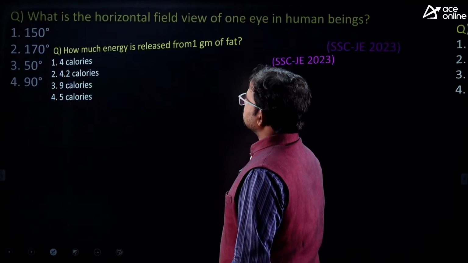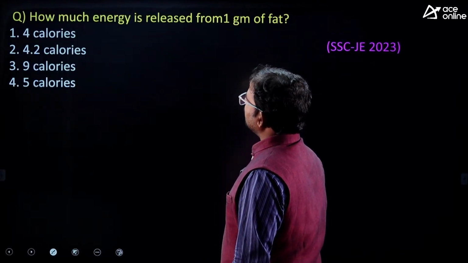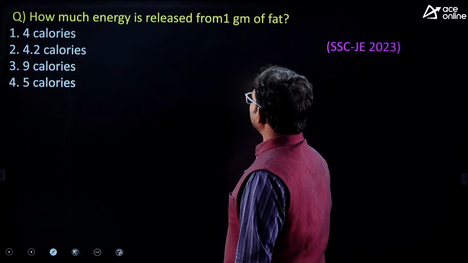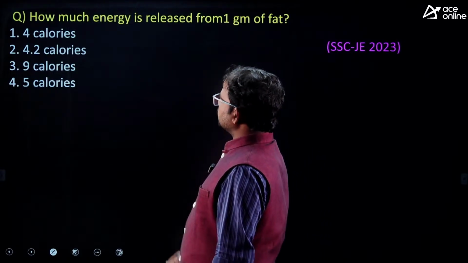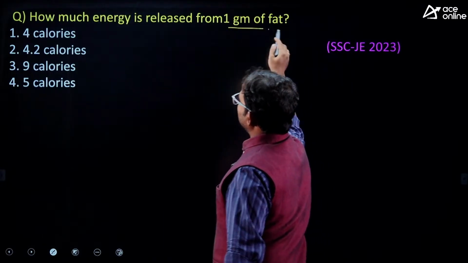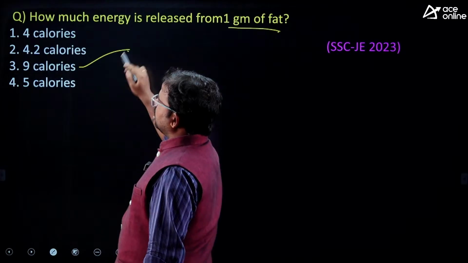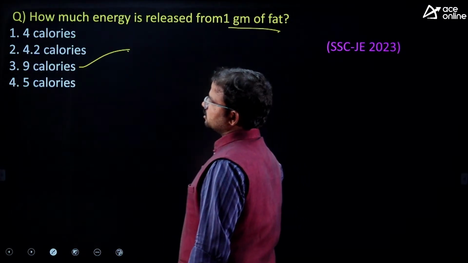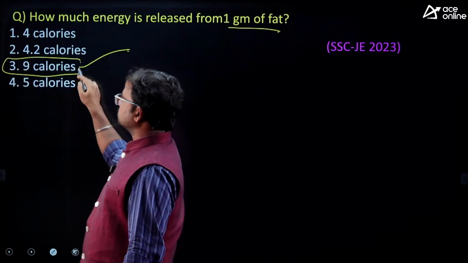So next one. How much energy is released from 1 gram of fat? If you consider 1 gram, guys, see here we have around 9 calories of energy. This is also a direct question. Option 3 is the correct one.